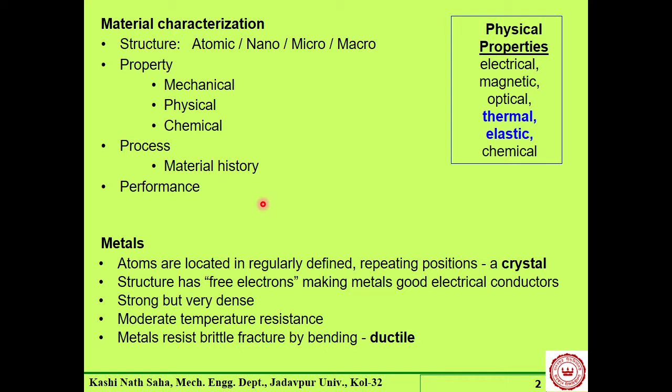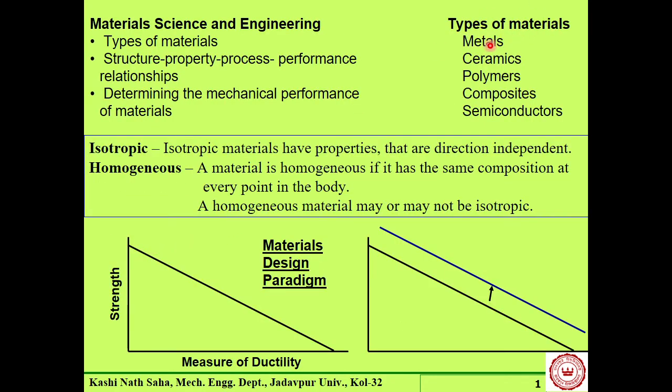Now in general, the type of material we are going to discuss are solids. We are not going to discuss fluid or gaseous materials. And again, among solids, mostly we are going to discuss metals. Ceramics, polymers, composites are not discussed here in detail because each of them requires a separate discussion. We will be discussing metals only.